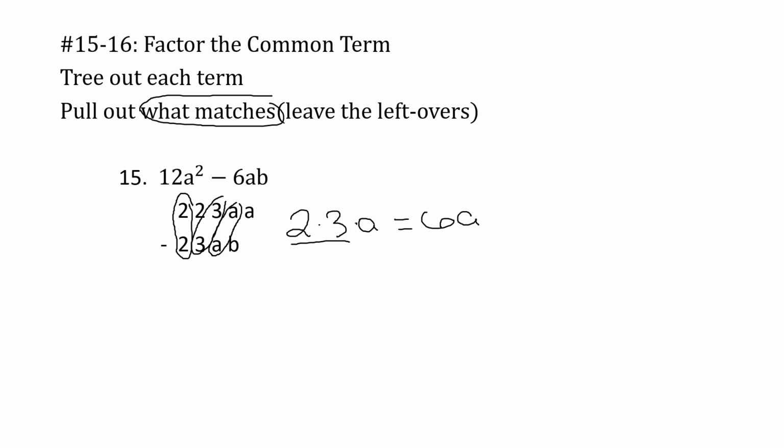Well, I have a 2 here. I have an a not used up. Minus, and I have a b here not used up. Those are my leftovers. So my answer is going to be what matches out front, my leftovers inside. So out front I'm going to have my 6a. On the inside I'm going to have 2a minus, there should not be a 3 there, minus b. All right, so tree everything, pull out what matches, leave the leftovers.